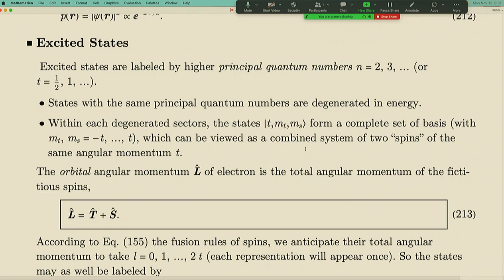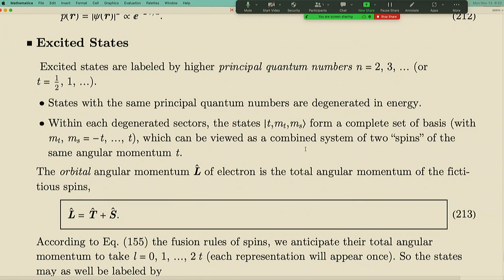The states of the same principal quantum number are all degenerate in energy, and they are described by this state vector with all these choices of T, MT, and MS. Then they can be viewed as a system combining two spins of the same angular momentum T. So that goes back to the angular momentum fusion that we talked about previously. Previously we talked about if you have two spin 1/2, if you want to fuse them, what should be the fusion outcome? You can see that, for example, the n equals 2 state, which is basically the first excited level, will correspond to T equals 1/2.